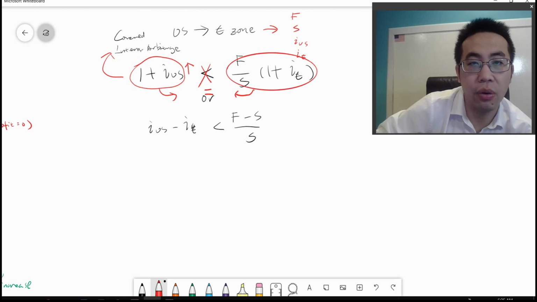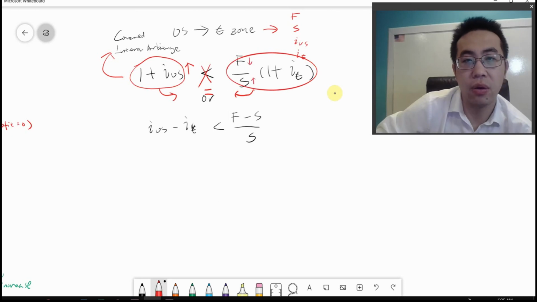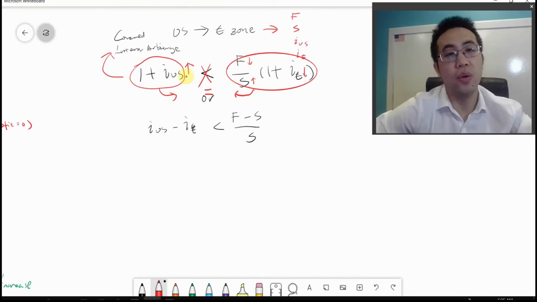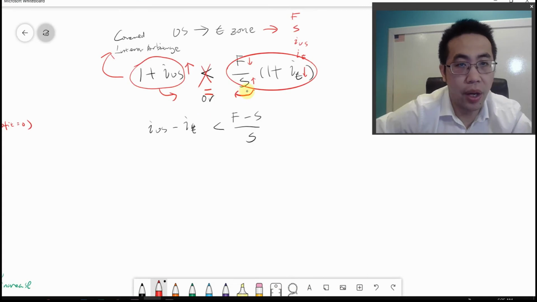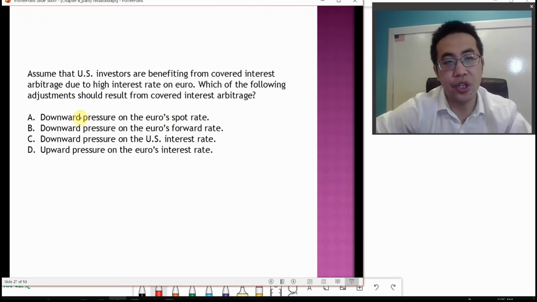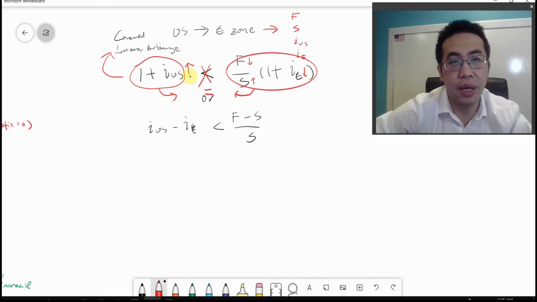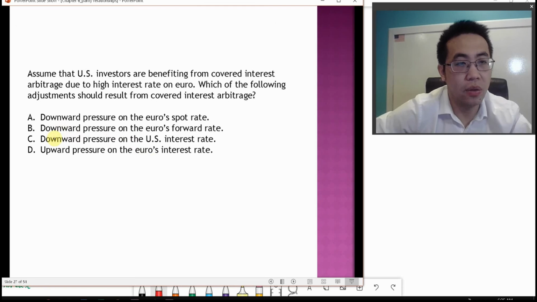So that basically requires the forward rate to go down, the spot rate to go up, and the euro rate to go down. So the result in this question is the U.S. rate is going up. If you check the euro spot rate, it should go up, and then it's a downward pressure, so that's false. The euro forward rate should go down. This is a correct one. And in our analysis, U.S. interest should go up and the euro interest should go down. So the downward pressure on U.S. interest is false. There should be upward pressure, and there should be downward pressure on the euro interest. So C, D, both are false. A is false, so B is the correct one.